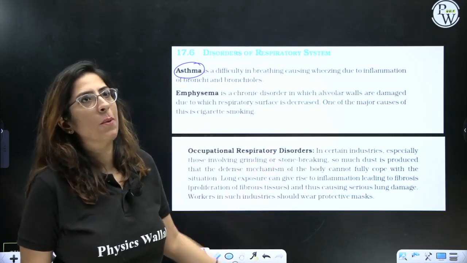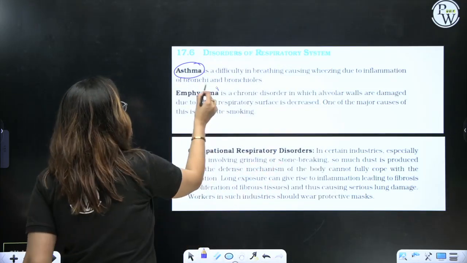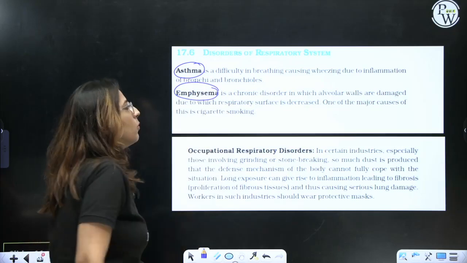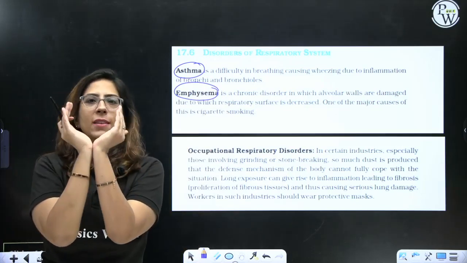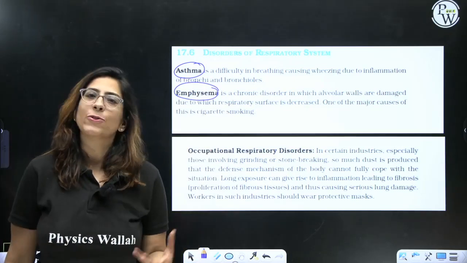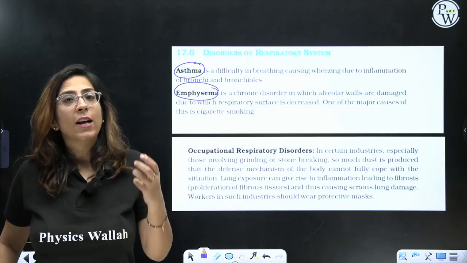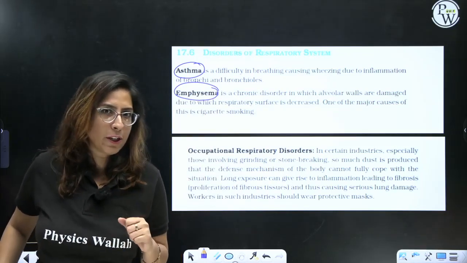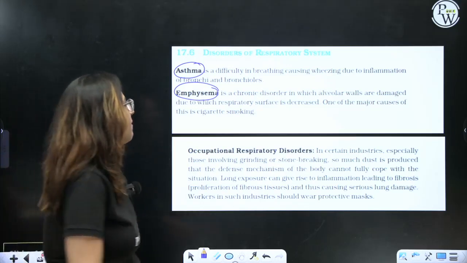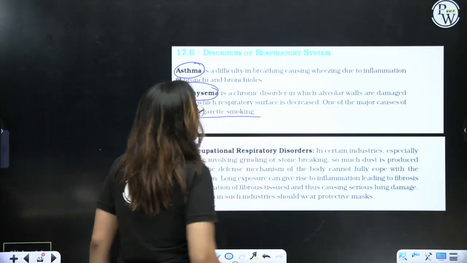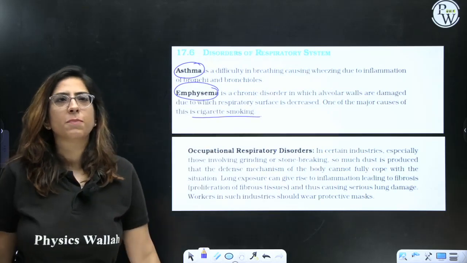This is asthma. Next, we have emphysema. In those who smoke cigarettes, the alveolar wall, that is the septum, is damaged. So the overall surface area is reduced. If the overall surface area is reduced, that means oxygen transport will be reduced. So that is termed as emphysema. Clear? Next is the occupational respiratory disorder.